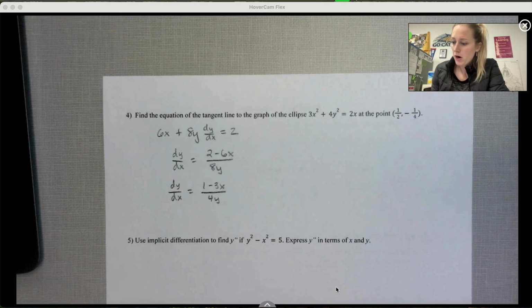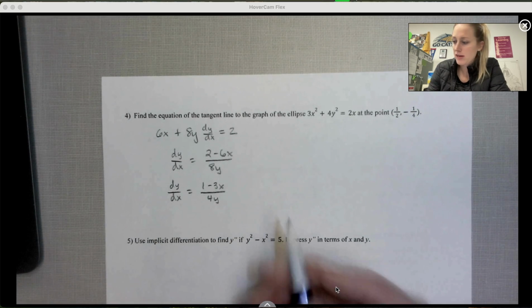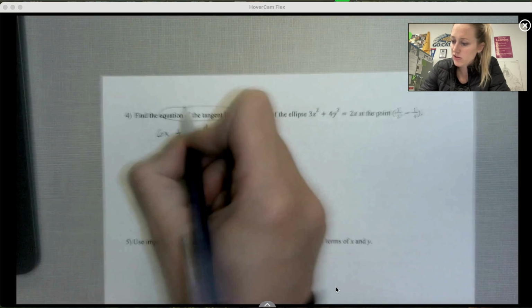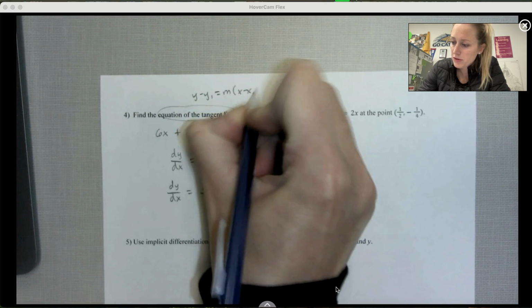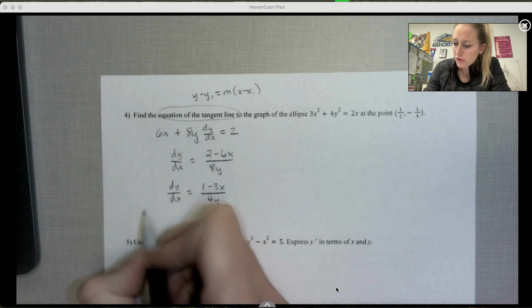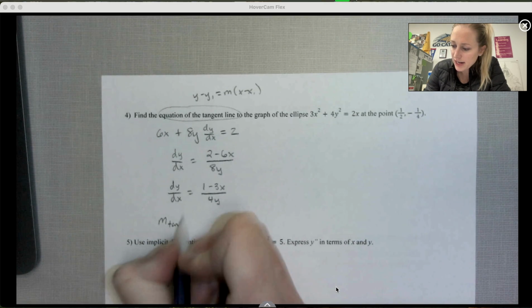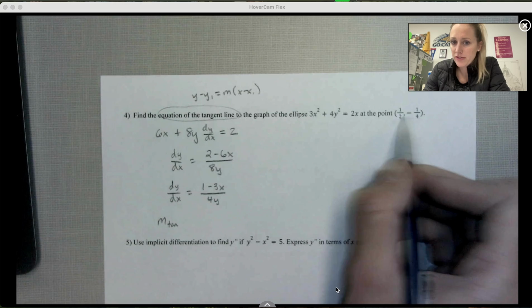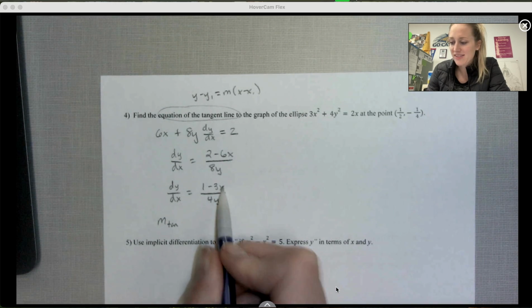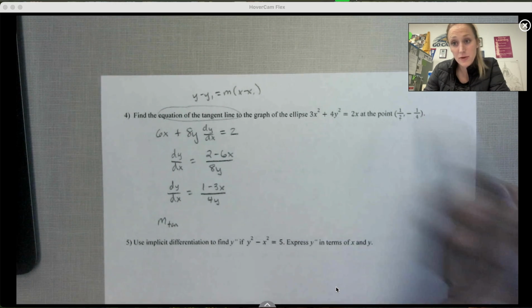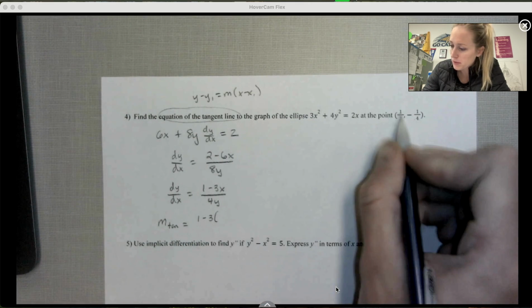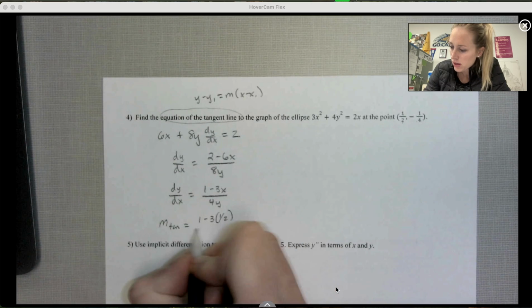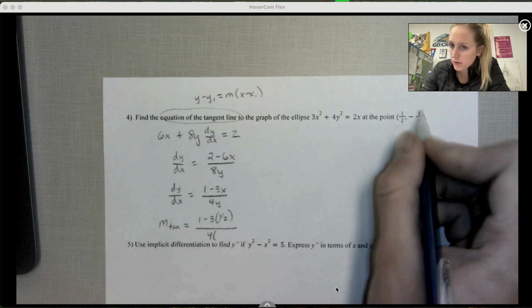Okay, so our slope, right, that's what I need to write the equation. For the equation of the tangent line, we're going to use point slope. So what we're doing right now is trying to find the slope. So the slope of the tangent line, right, is this at this point. Because my derivative involved x and y, we need to use the x and the y coordinate. So I'm going to plug in 1 minus 3 for the x coordinate, we're plugging in a half, and then 4 times the y coordinate, negative a fourth.